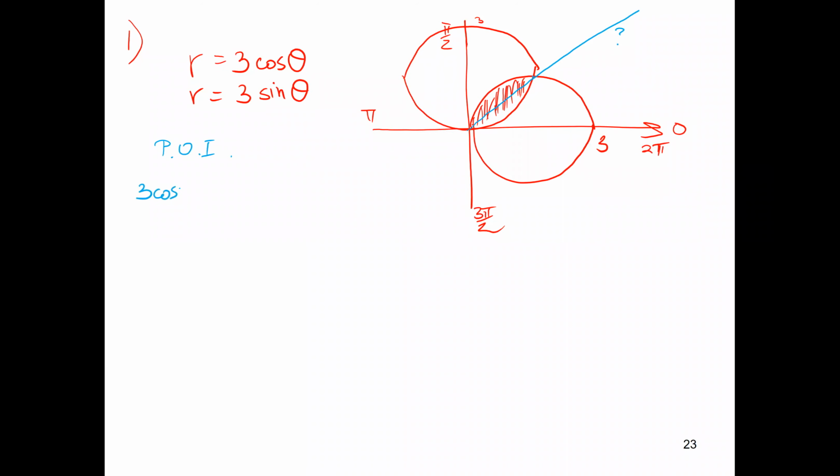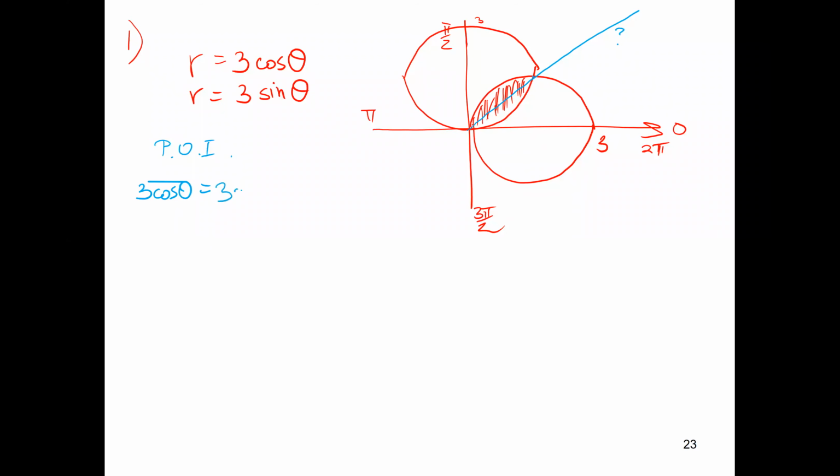3 cosine theta must be the same as 3 sine theta. How can we solve it? We can definitely divide by 3. And maybe you know for what angle cosine and sine have the same value.